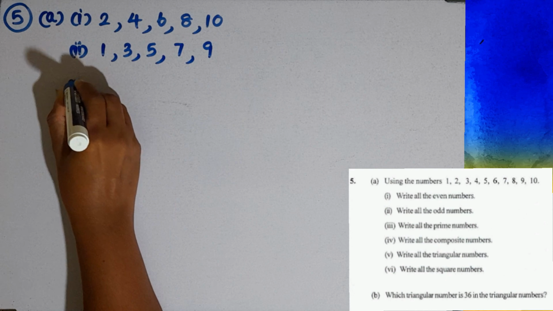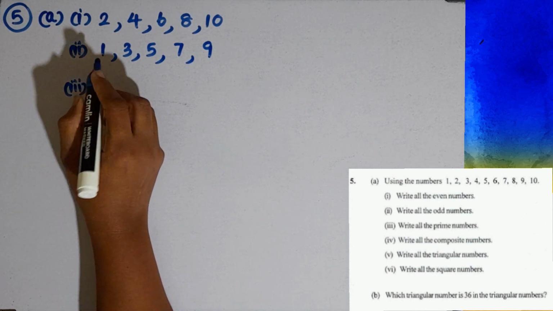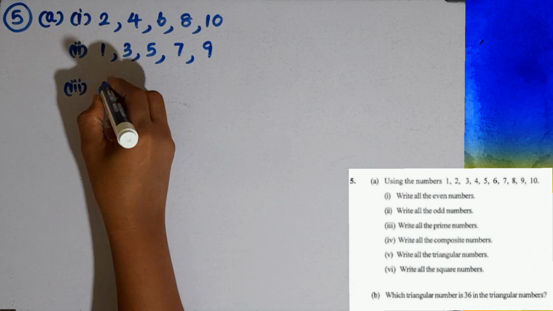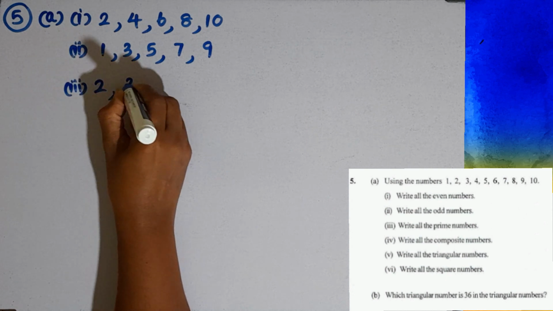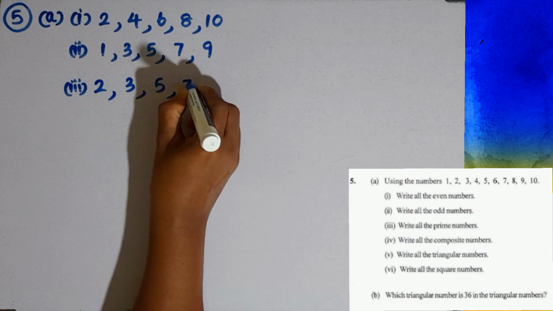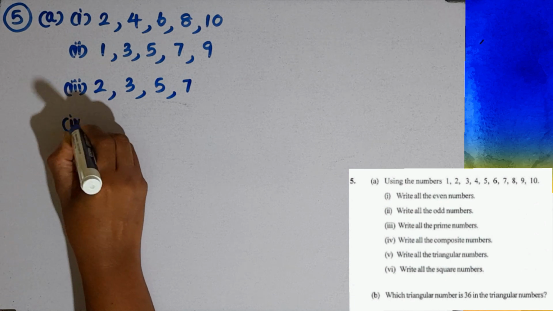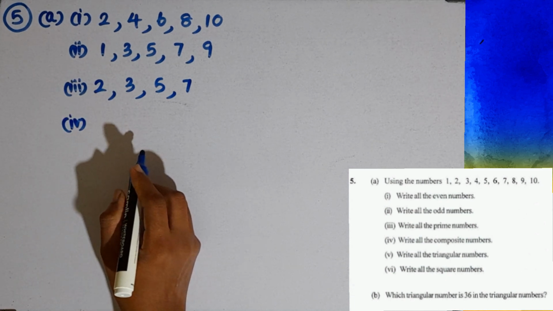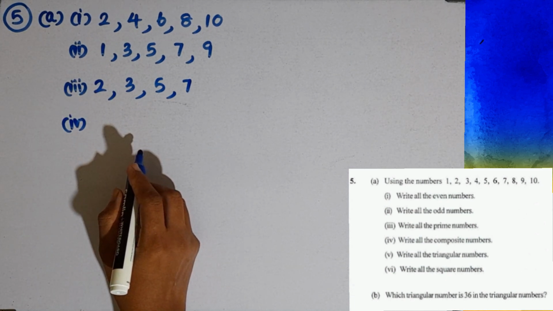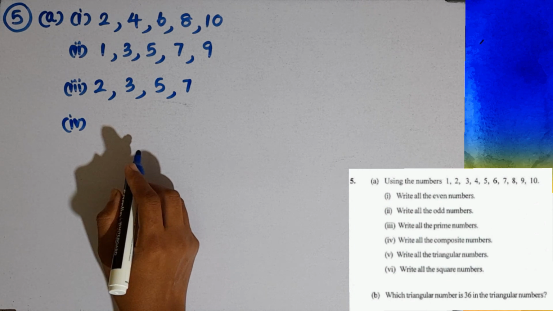Then third question. Write all the prime numbers. Prime numbers are 2, 3, 5, 7. Then fourth part. Write all the composite numbers. Composite numbers: 1, 2, 3. 1 is not a prime or a composite.